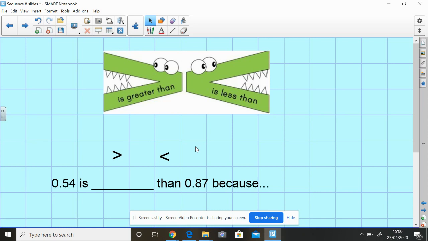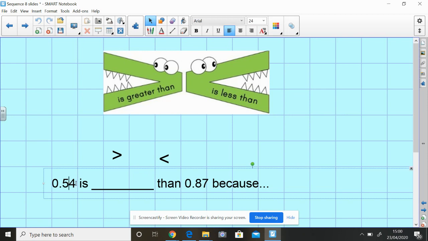Okay, so we look at the first digit, 0, we have two zeros. Then we look at the second one, we have a 5 here and an 8 there. We know that 8 is much greater than 5, so that means 0.54 is less than 0.87. This is because 5 is less than 8.